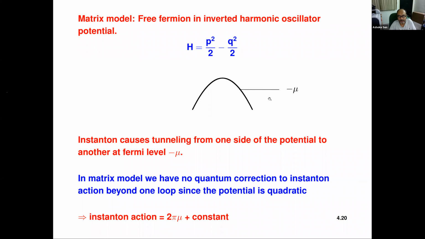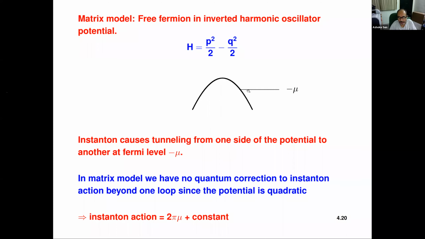But if you have free fermions, the fermions are filled up to a certain Fermi level. If you take this point as energy 0, then the Fermi level is negative, so let's call it minus mu. So all the energy levels up to a certain value are filled. And so this mu basically acts as a parameter of the theory.